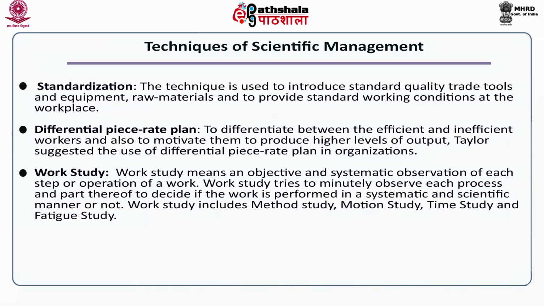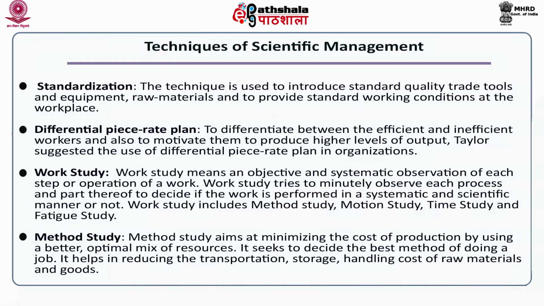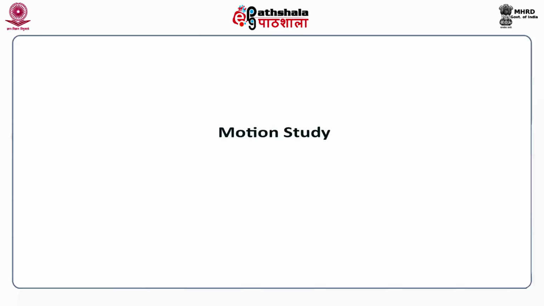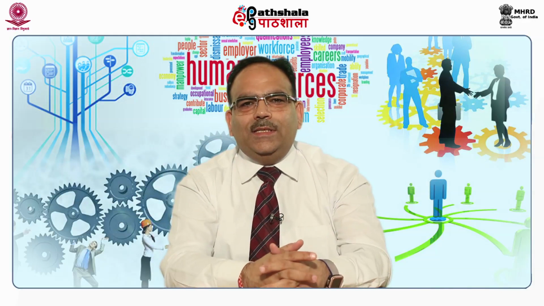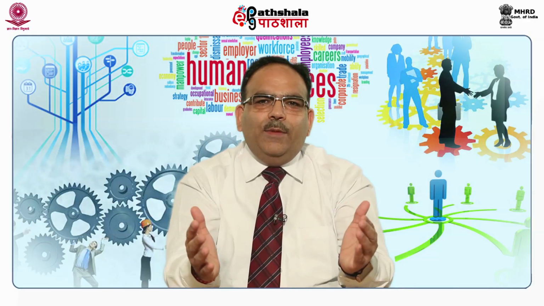Work study includes method study, motion study, time study, and fatigue study. Method study. Method study aims at minimizing the cost of production by using a better optimal mix of resources. It seeks to decide the best method of doing a job. It helps in reducing the transportation, storage, handling cost of raw materials and goods. Motion study. Motion study refers to the study of movements like lifting, putting objects, sitting, and changing positions, etc., which are undertaken while doing a typical job. Unnecessary movements are sought to be eliminated so that it takes less time to complete the job efficiently.